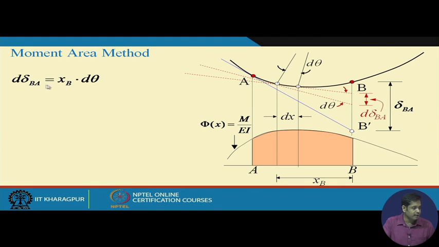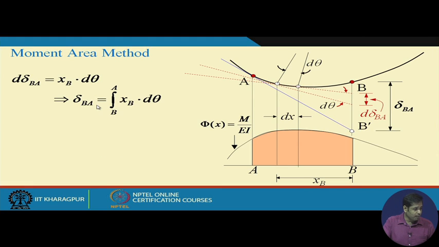Now, we know that this length will be xb into d theta, if theta is very small. So if we integrate it between A to B, what we get is delta BA, and this integration will be xb d theta between B to A, because xb is measured from B.